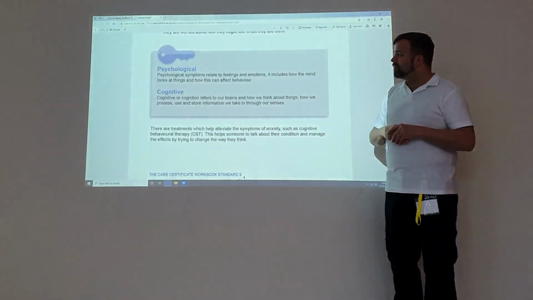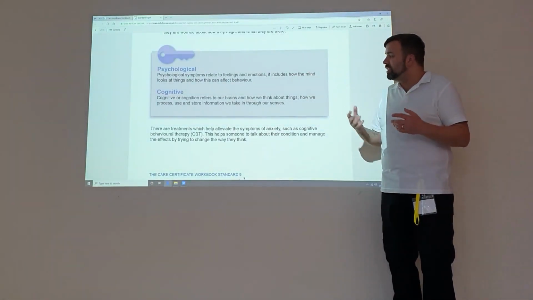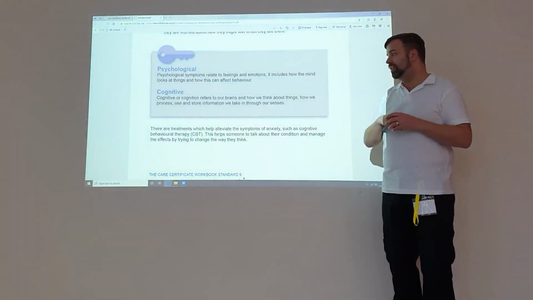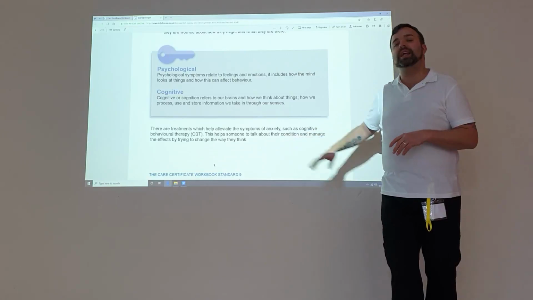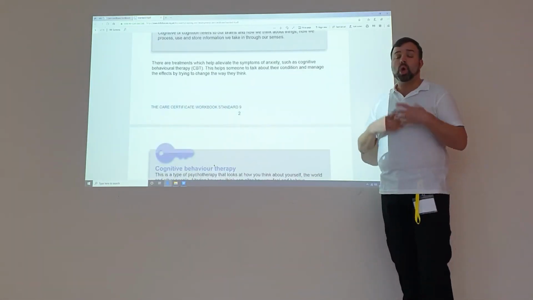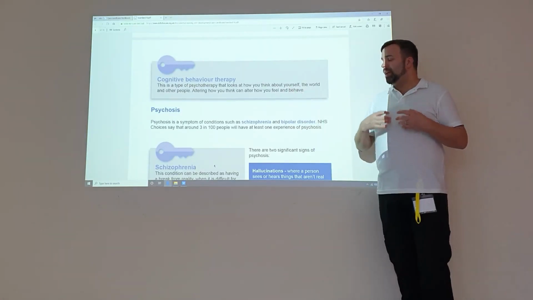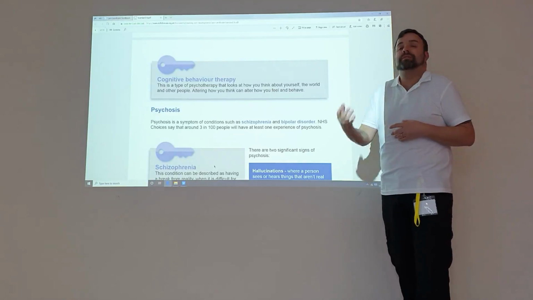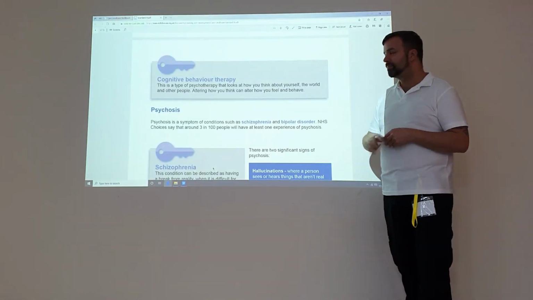So psychological symptoms are related to feelings and emotions, and cognitive refers to the brain and the way that we think. So dementia would be seen as a cognitive process. There are ways in which we can help people. So there's CBT, cognitive behaviour therapy, which looks at thoughts, feelings and behaviours. CBT makes us stop to think about our thoughts, makes us think about our feelings, and really makes us explore our behaviour while we're doing things.